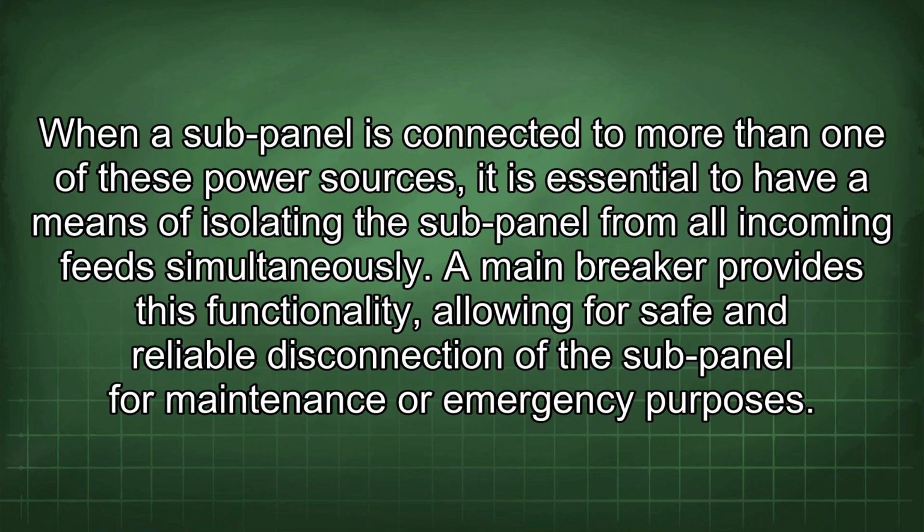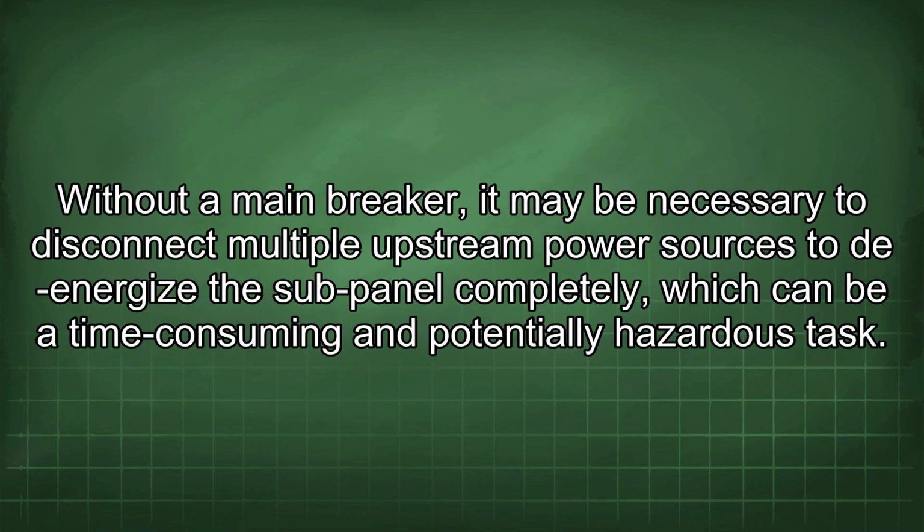When a sub-panel is connected to more than one of these power sources, it is essential to have a means of isolating the sub-panel from all incoming feeds simultaneously. A main breaker provides this functionality, allowing for safe and reliable disconnection of the sub-panel for maintenance or emergency purposes. Without a main breaker, it may be necessary to disconnect multiple upstream power sources to de-energize the sub-panel completely, which can be a time-consuming and potentially hazardous task.